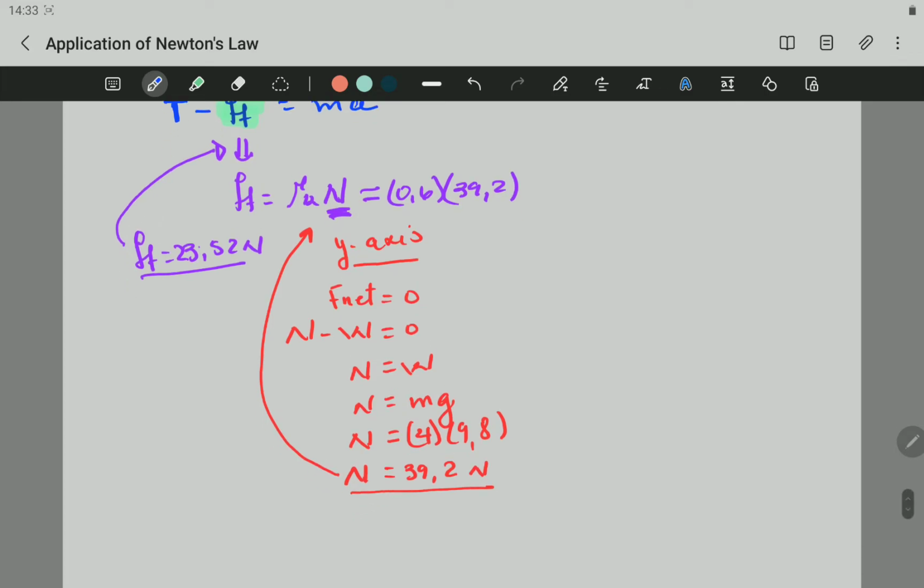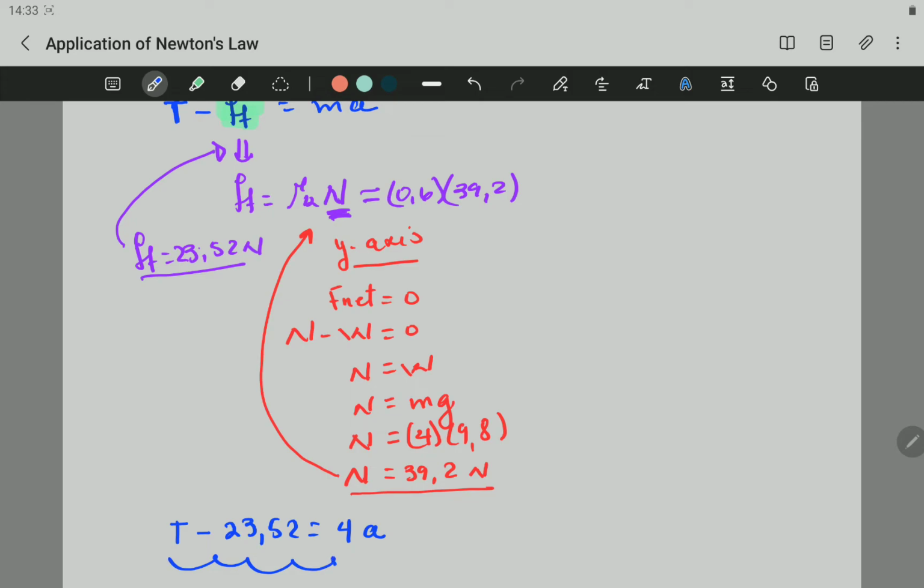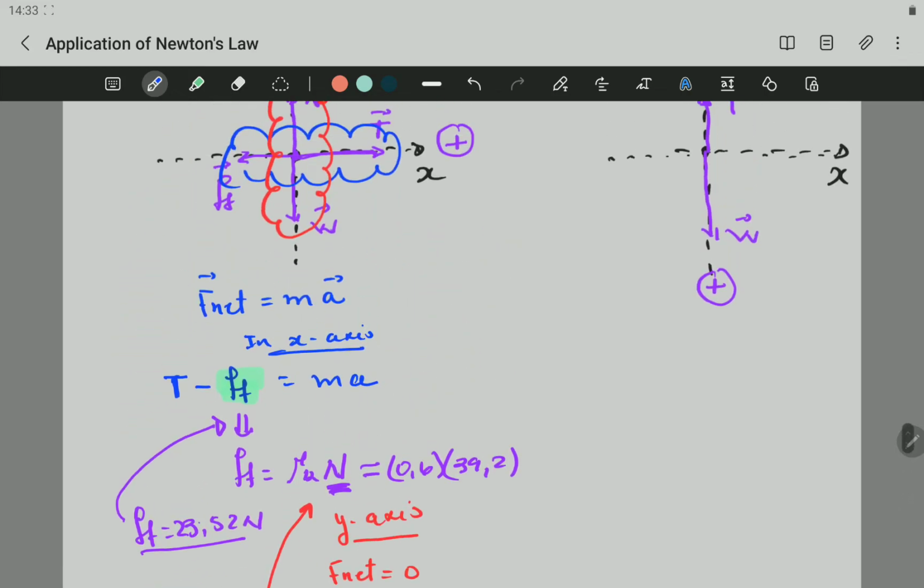Okay, so now we have tension. We don't know the tension minus 23.52 is equal to mass, which is 4 multiplied by a. We cannot go on because we have two unknowns. This is going to be called equation 1. Okay, so we stop there and we go to the other block.